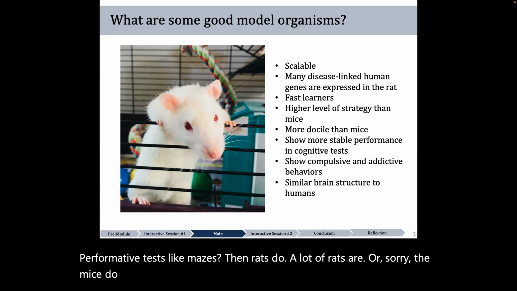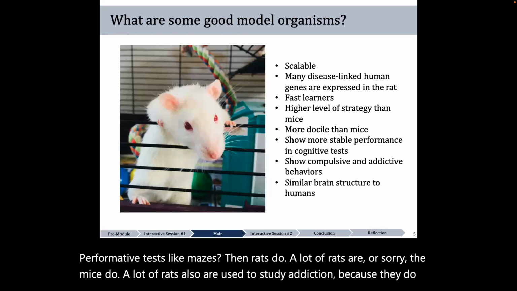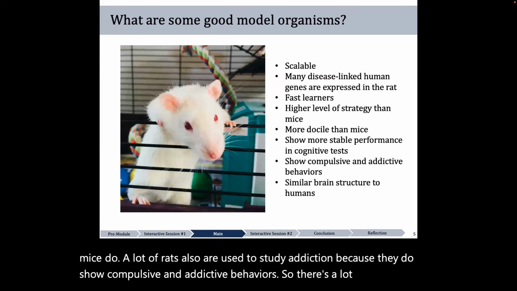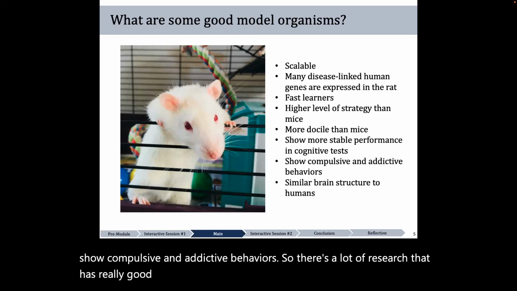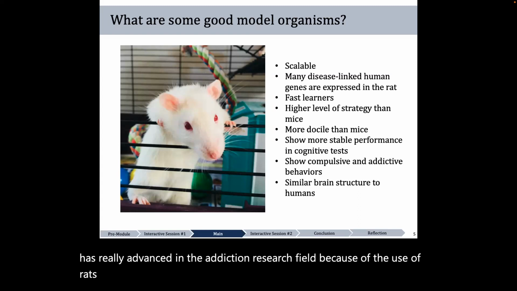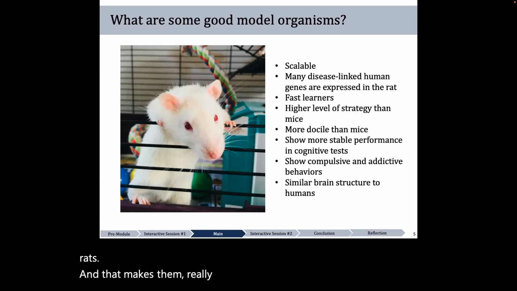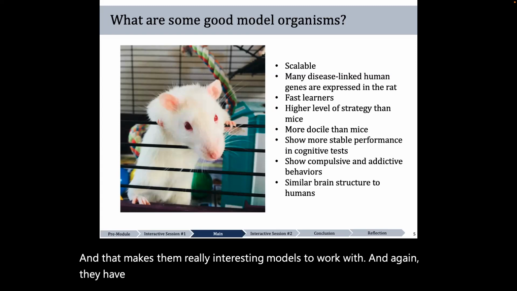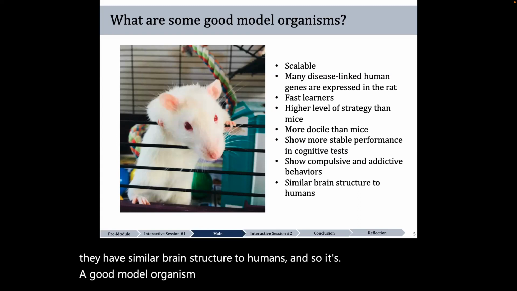A lot of rats are also used to study addiction because they do show compulsive and addictive behaviors. So there's a lot of research that has really advanced in the addiction research field because of the use of rats. And that makes them really interesting models to work with. And again, they have similar brain structure to humans. And so it's a good model organism for the Lance lab because we work with the brain.